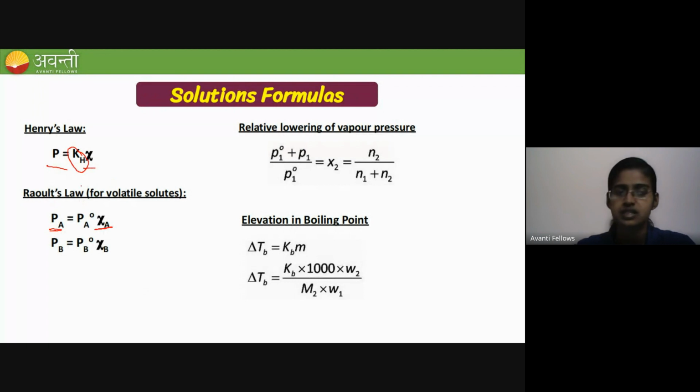Instead of this Kh, we will have Pa naught and Pb naught, where the Pa naught represents the vapor pressure of the pure component A. Pb naught is the vapor pressure of the pure component B. And the relative lowering of vapor pressure, these are the colligative property formula. Relative lowering of vapor pressure, elevation of boiling point. To find out the molar mass, you have to use this relation. And if molarity is given, you can use this relation.